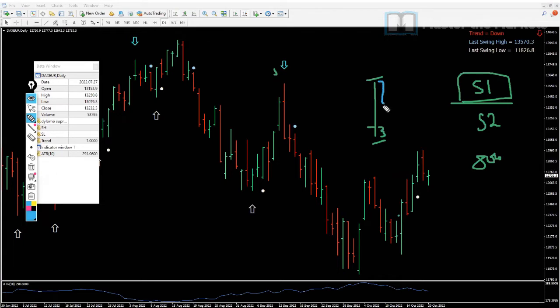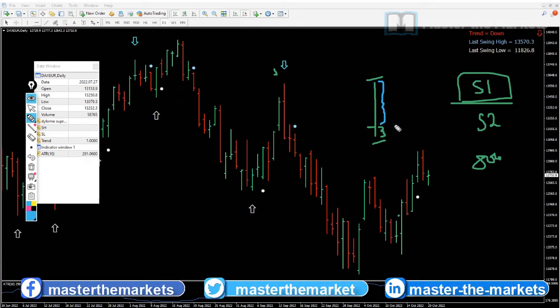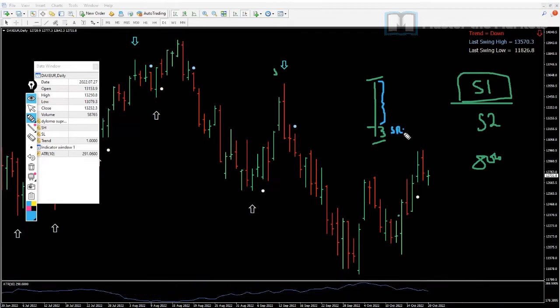Now, for those of you who want detailed explanations about the stretch principle, you can watch our other videos on our YouTube channel, youtube.com/masterthemarkets. Now, as you can see over here, traders, the smaller part here is what we call the smaller range from the open. And the bigger part is what we call the bigger range from the open.